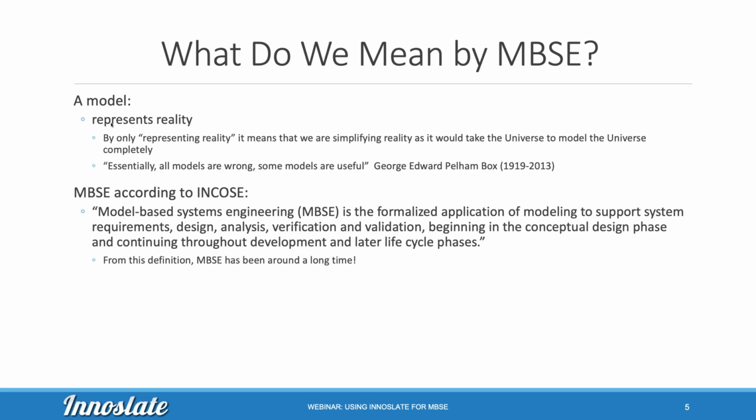So what do we mean by a model? A model represents reality, but it's only a representation of reality. That means we're abstracting it and simplifying it, because we obviously can't model the entire universe completely. We don't know enough about the universe even. So we have to remember that there are always assumptions. That's where that famous saying by George Box comes from: essentially all models are wrong, some models are useful.